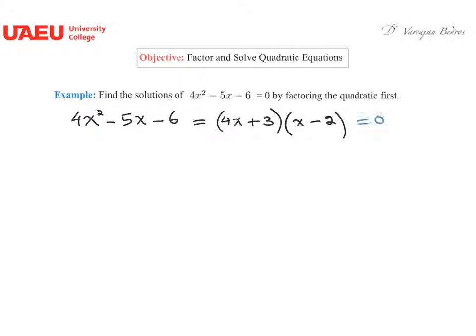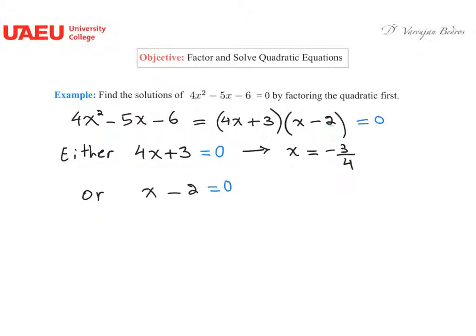Now we make this equal to 0 as given in the quadratic equation. And from here, we can easily see the solutions of the quadratic equation. We know that if the product here is 0, then either 4x plus 3 is 0, which gives us x equals negative 3 over 4, or x minus 2 is 0, which gives us x equals 2. At last, therefore, the solutions of the given quadratic equation are negative 3 over 4 and 2.